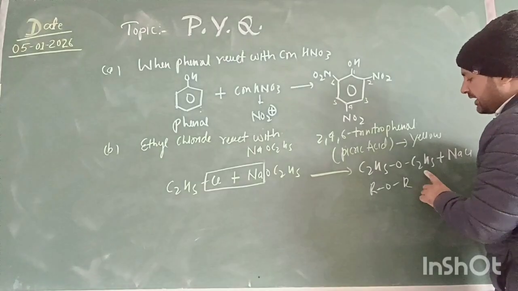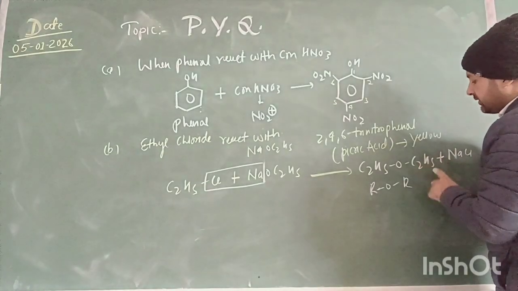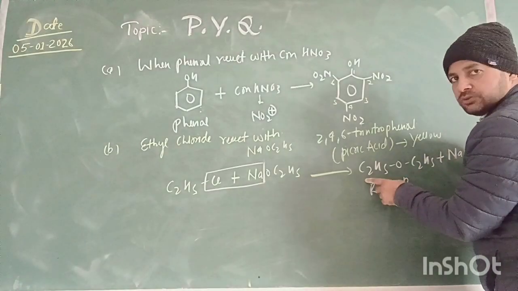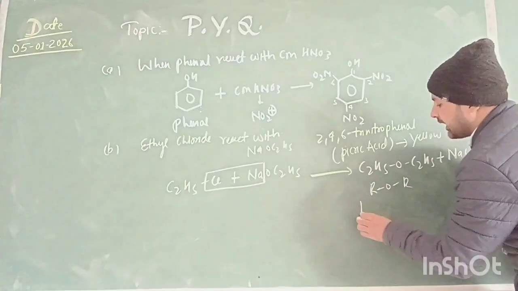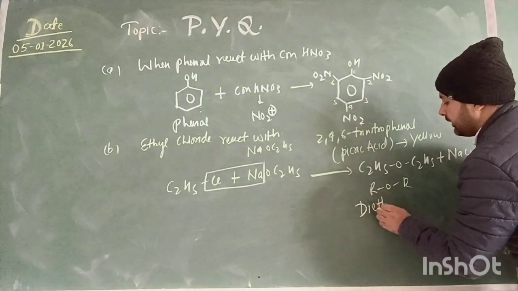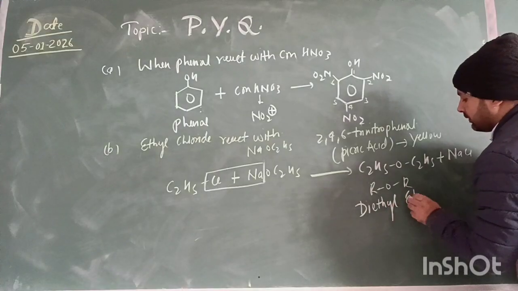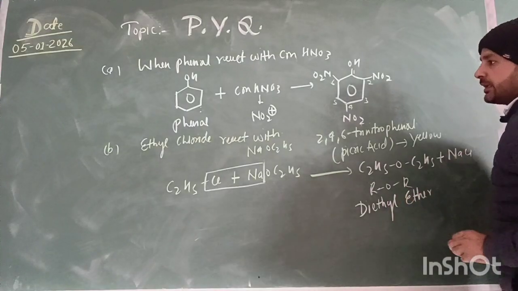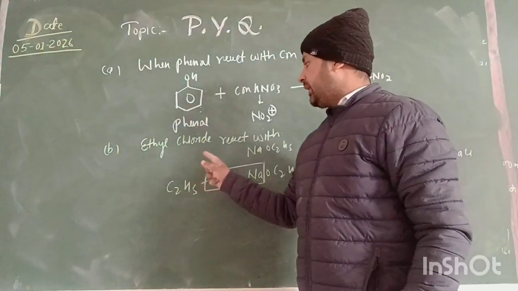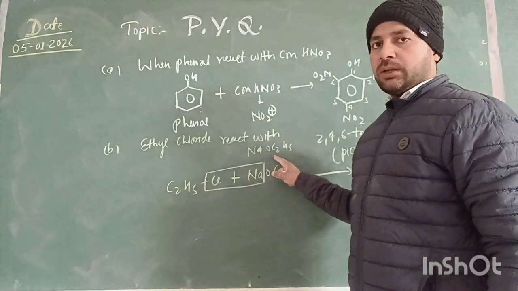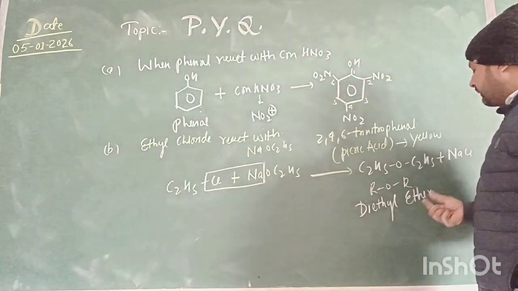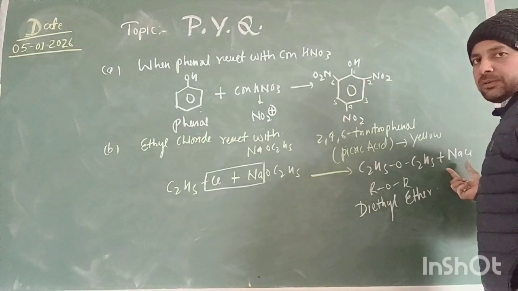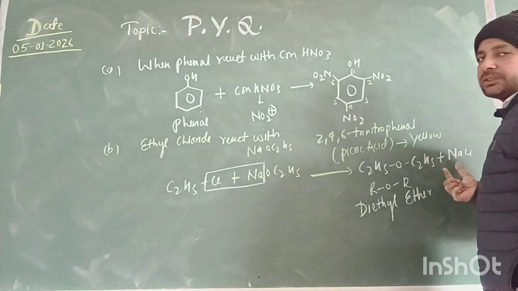Okay, its name is di. There is one ethyl group here, and here is also one ethyl group. So there are two ethyl groups, so we will call it diethyl ether. So we can understand what will happen when ethyl chloride reacts with sodium ethoxide. It will give diethyl ether and there will be removal of NaCl. Okay, so this is our second question.